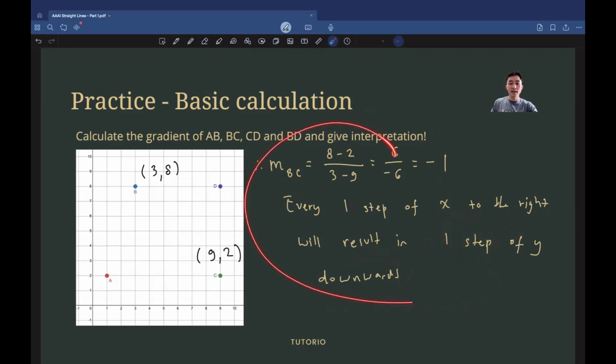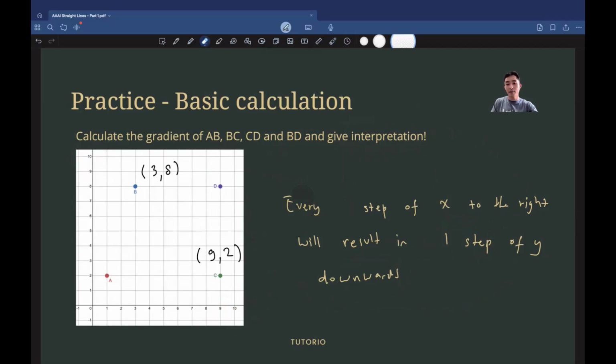This is a good practice, especially for AI students, because you are going to be asked to interpret the gradient. Sometimes the question is not about x and y axes. It can be, let's say, time and price, or distance and price if you're calculating taxi fare, and you need to interpret what the gradient means. Now let's continue with the other parts, which is CD.